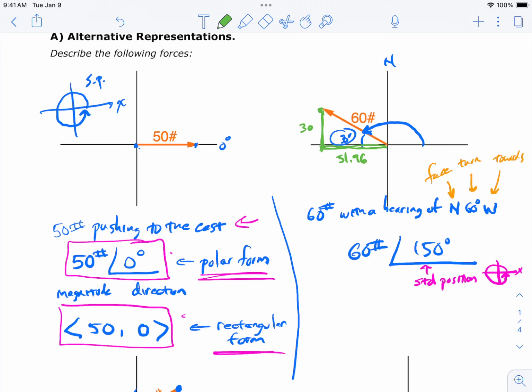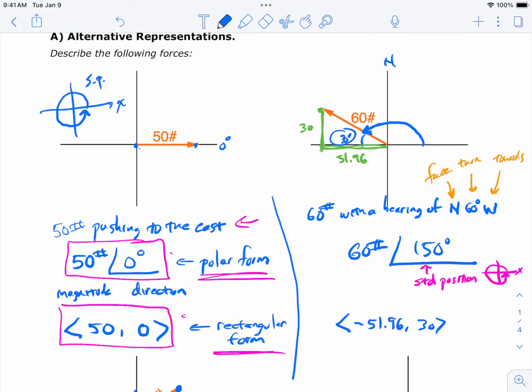Now, what is the x and y that I put in my little brackets here? Well, you have to take into account that 51.96 is in the negative x direction. The y 30 is in the positive direction.